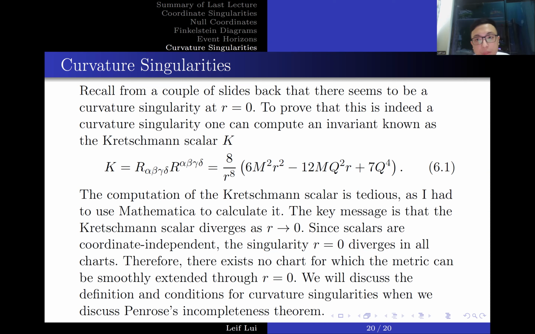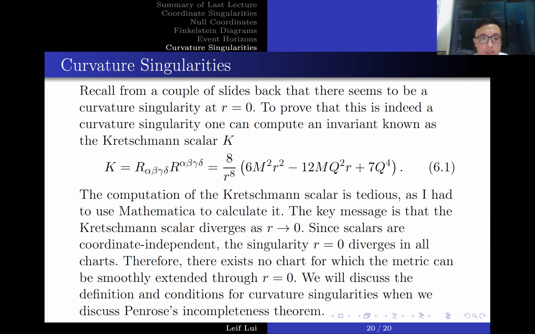But the key message here is that the Kretschmann scalar diverges at r equals 0. Since scalars are coordinate independent, the singularity at r equals 0 diverges in all charts. This means that there exist no charts for which the metric can be smoothly extended through r equals 0. In other words, vectors and tensors are coordinate dependent, but in this case we have a scalar, and scalars do not depend on the coordinates. By showing that there exists a singularity in a scalar quantity, no matter what reference frame you choose, this singularity will exist.